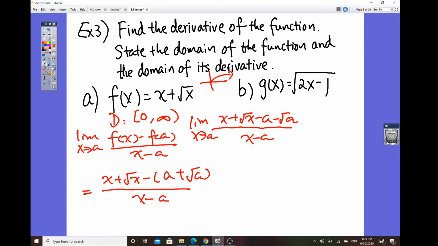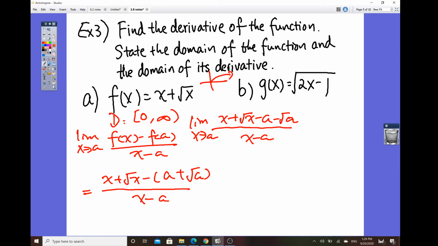Well, let's see. Can we factor it? It looks like it's non-factorable. So what else can we do? The top part, there's nothing you can combine because it's x plus root x minus a minus root a.